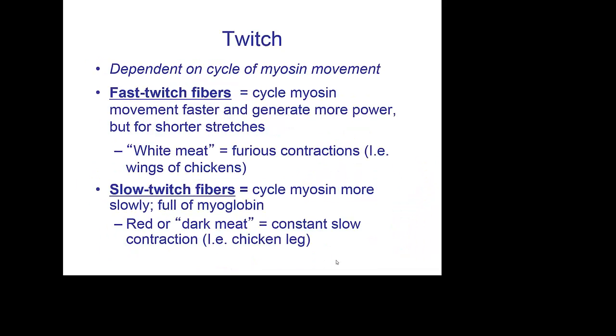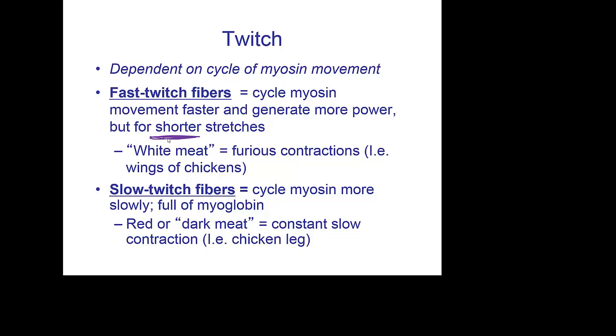The twitch is dependent on the type of muscle. In your body right now, you have what we call fast twitch and slow twitch fibers. Fast twitch are what I associate with white meat or the wings of chickens. It allows very, very fast contractions, lots of power, but short time period.